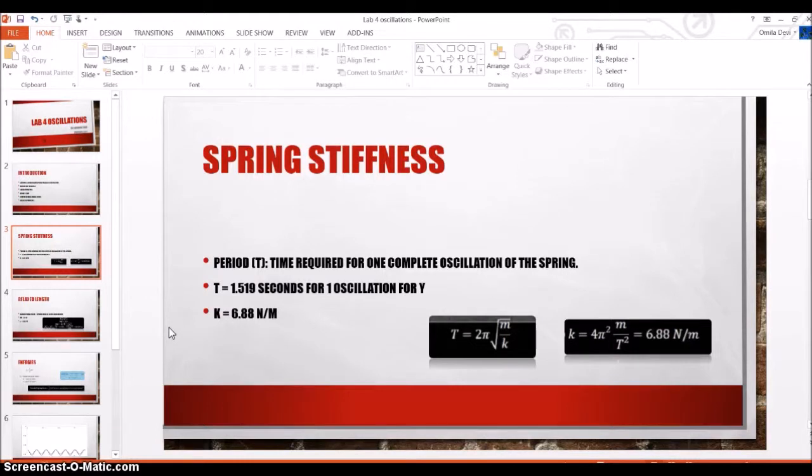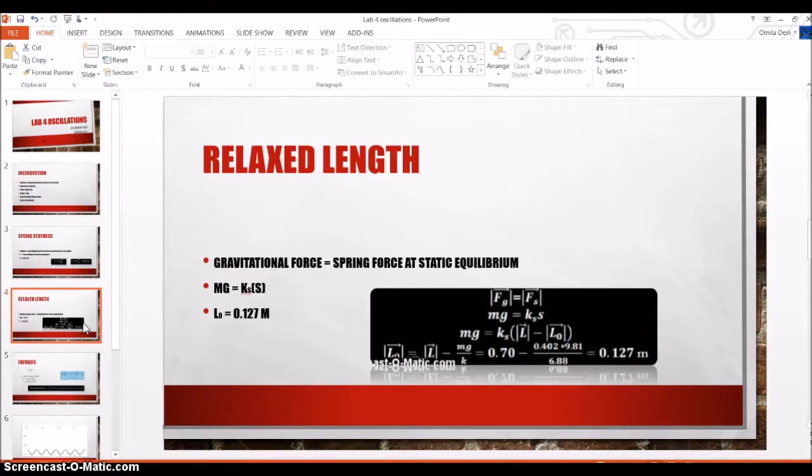The relaxed length could also be found using the same strategy and certain specific fundamental principles. Firstly, it was important to understand that the gravitational force and spring force are equal at static equilibrium. By understanding this, we were able to rearrange the equation and plug in the spring stiffness we found previously to calculate our relaxed length to be 0.127 meters.